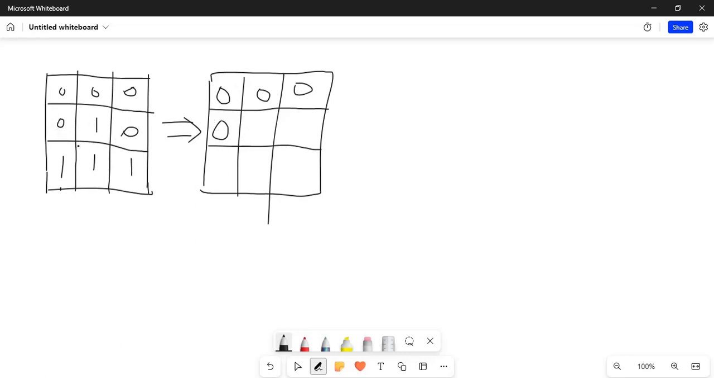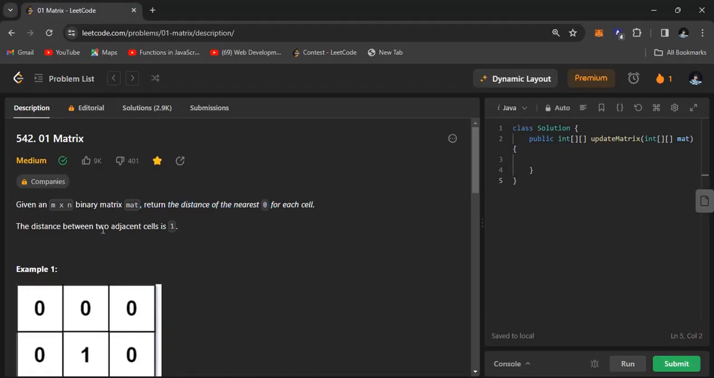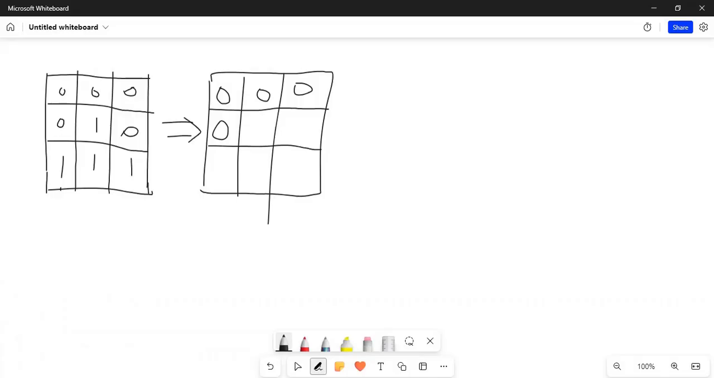Now for this 1, the nearest 0 will be either this 0, this 0 or this 0, and all are at one distance, because it is given that the distance between two adjacent cells is 1. So for this cell the nearest 0 is at one distance. For this 0, it is itself 0, so the nearest 0 is at 0 distance. That means for 0 the answer will be 0.